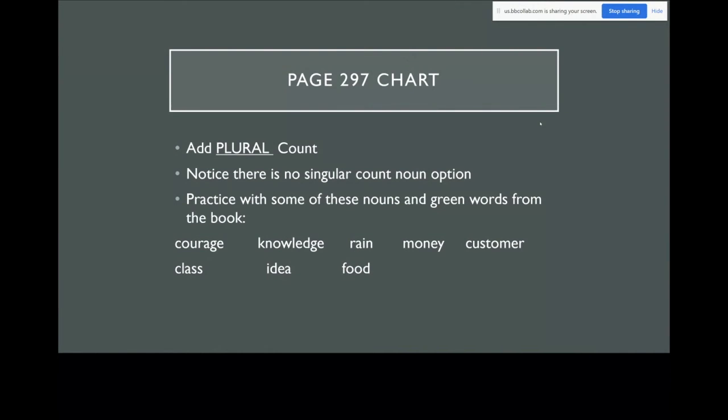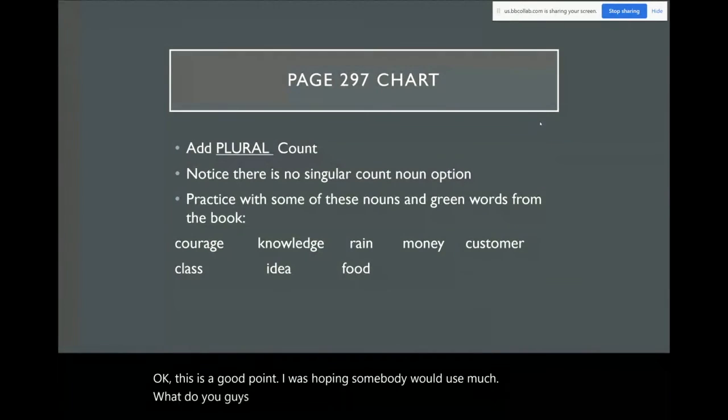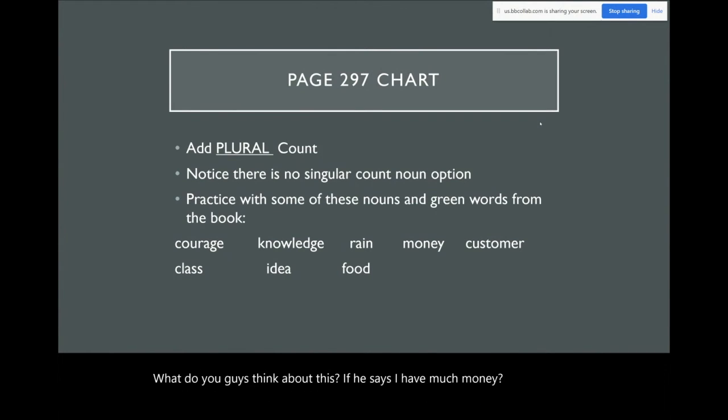Can I say another? I have a lot of money. I have much money today. Okay, this is a good point. I was hoping somebody would use much. What do you guys think about this? If he says, I have much money. I have much money. Does that sound good?